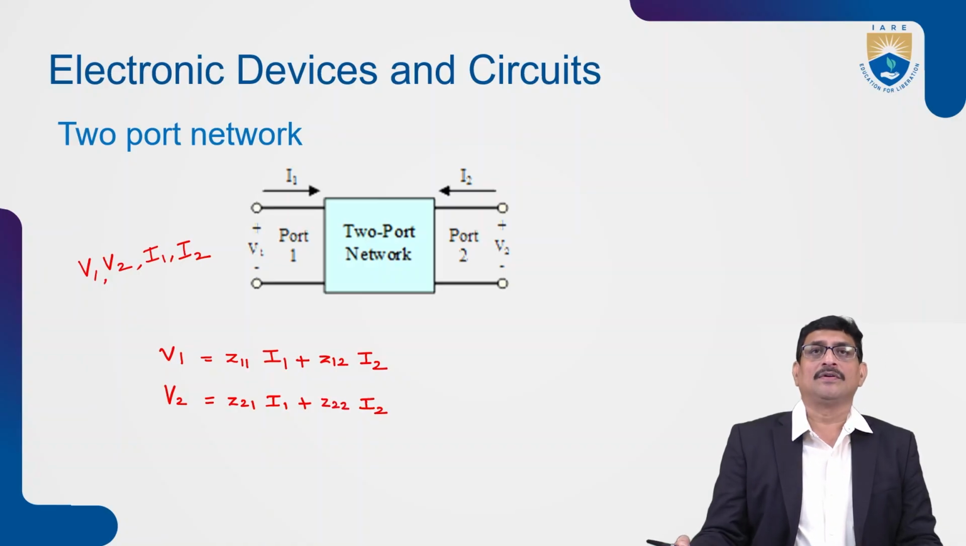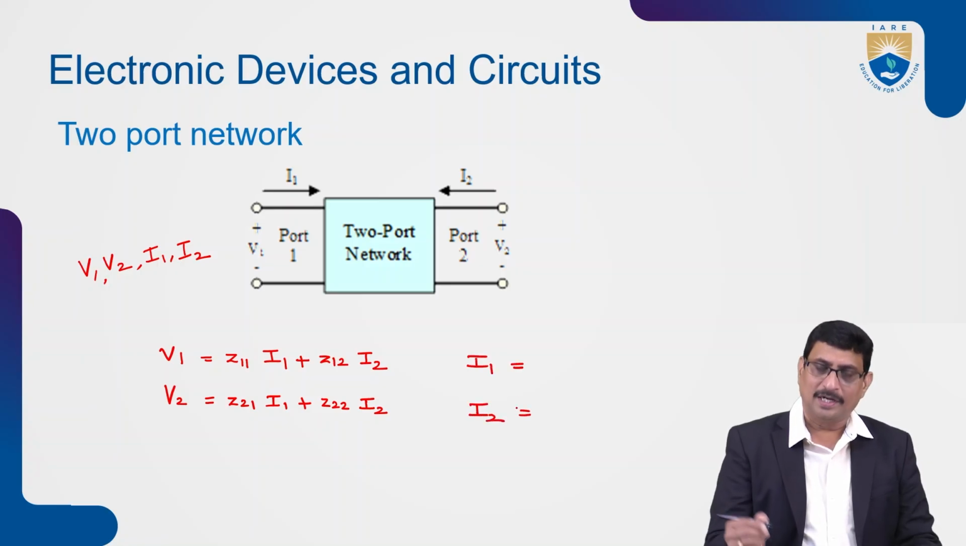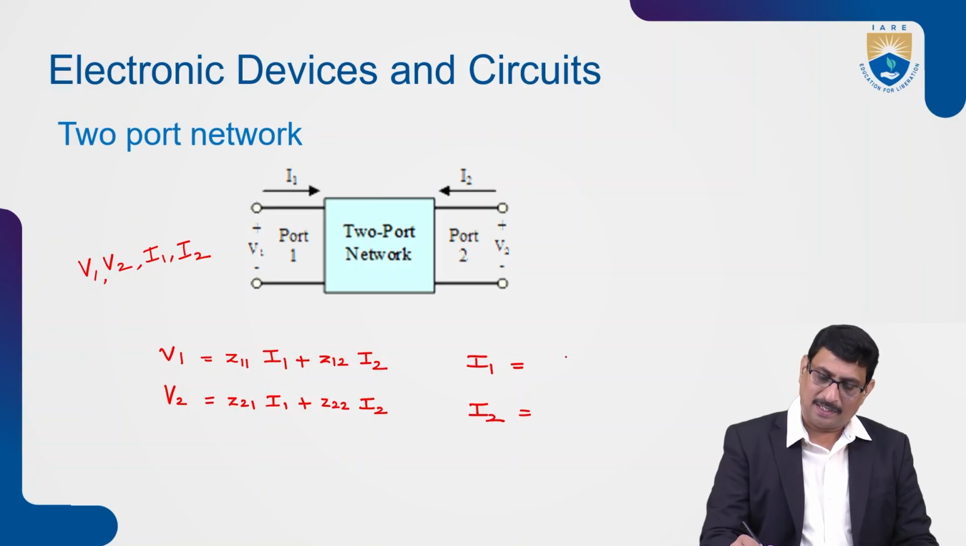So, if I take V1 and V2 as dependent, and I1 and I2 are independent, then I can model the two-port network in terms of Z parameters. In a similar way, suppose I take I1 and I2 as dependent and V1 and V2 as independent variables, then they depend on V1 and V2 through parameters which are called Y parameters, Y11, Y12, Y21, Y22.